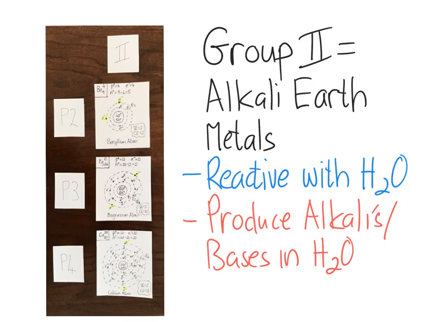So group 2 is referred to as the alkali earth metals. And the reason for that is that these substances are found in quite great quantities in the Earth's crust.